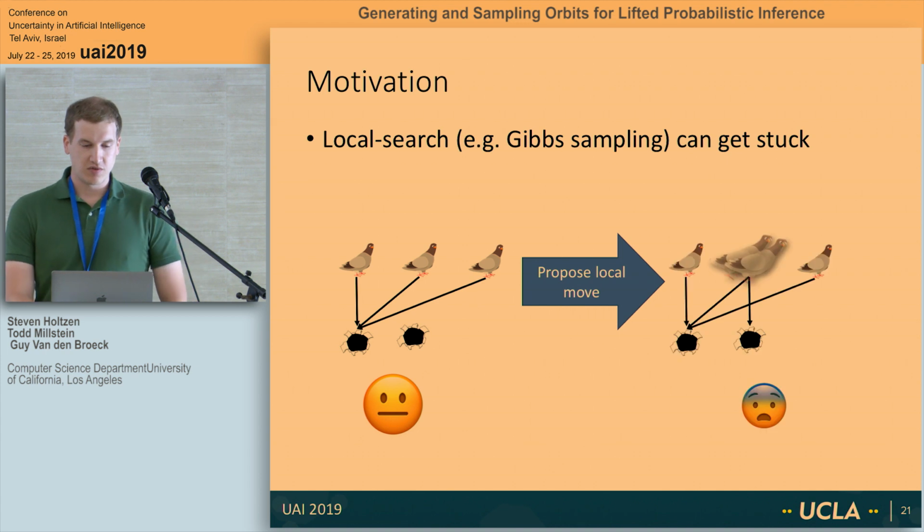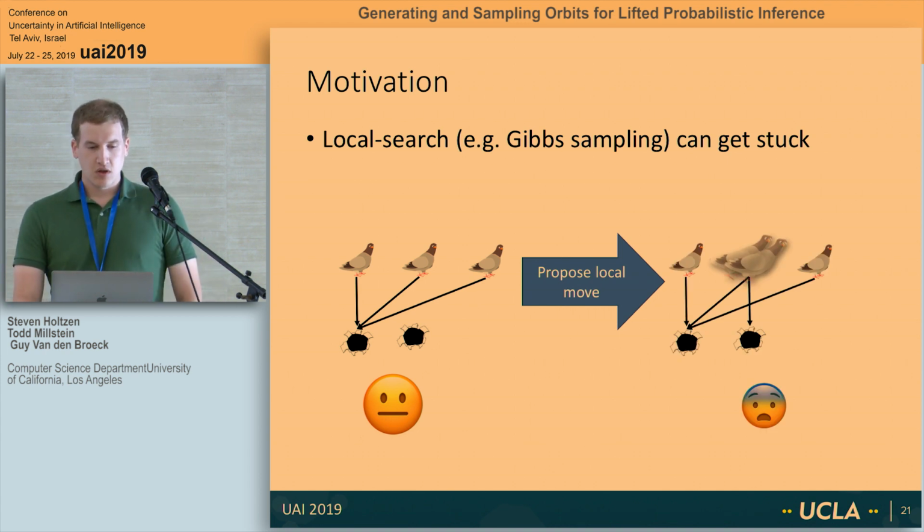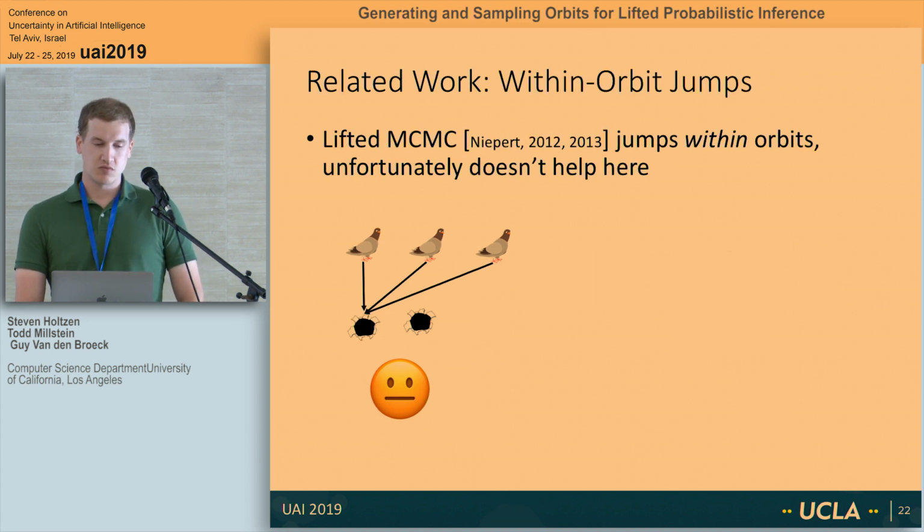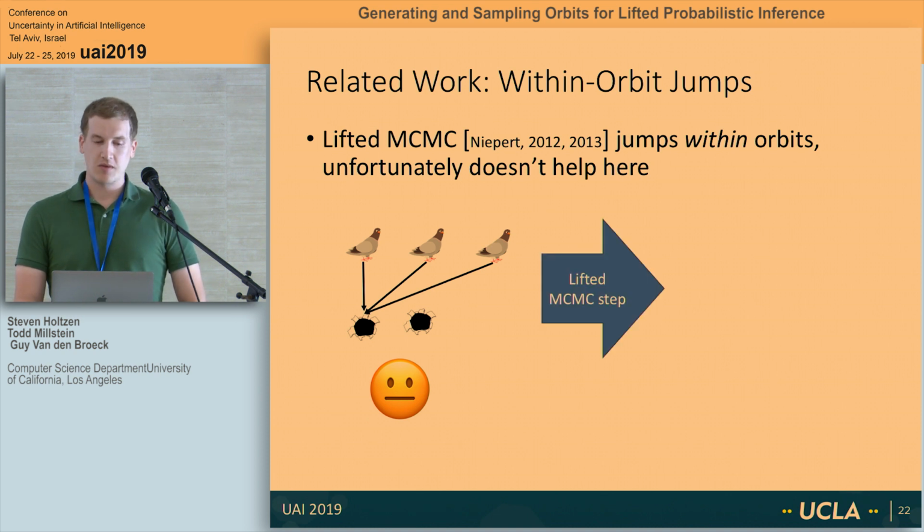Okay. Now I'm going to talk about orbit jump MCMC very quickly. It's our approximate lifted inference algorithm with mixing time guarantees. So the problem is that Gibbs sampling can get stuck. If we have these pigeons and all 3 pigeons are in one hole, they don't like that very much. But if we propose a local move, we're often going to get a quantum pigeon, which is a pigeon that's in two holes at the same time, and you're not going to be able to move to that state.